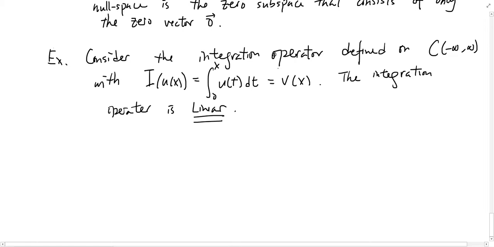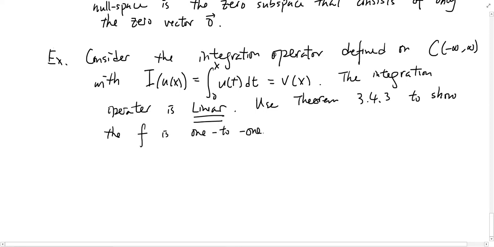So the question I want you to do is use theorem 3.4.3 to show that f is 1 to 1. I'm going to tell you that it is 1 to 1; I just want you to show that it is. So take a minute to try to figure it out. Feel free to pause the video and then unpause once you're done to see how that works.